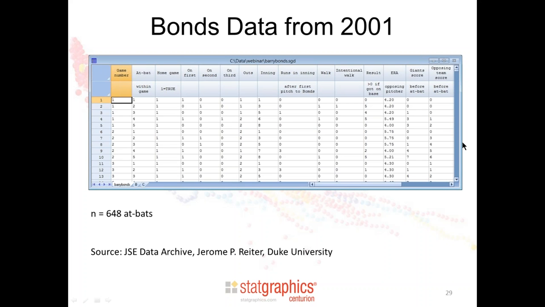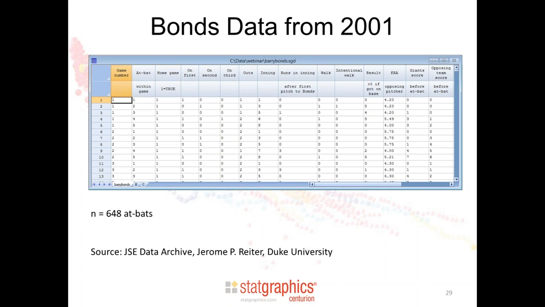I'm also going to put these data sets up on our website so you all can play with them yourself after the webinar. This particular data file is called, as you might guess, Barry Bonds. It consists of 648 rows. During the year 2001, Bonds came to bat a total of 648 times.